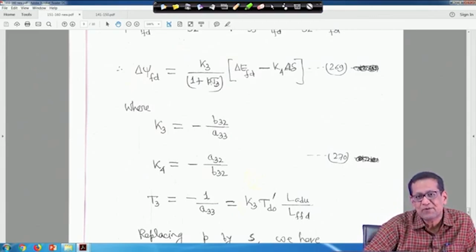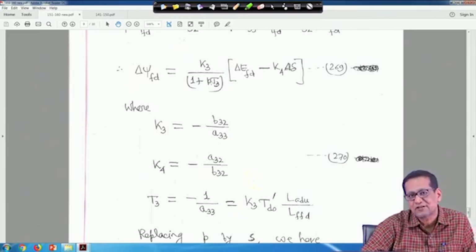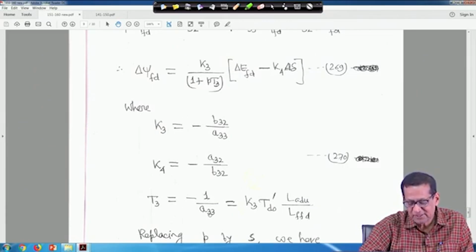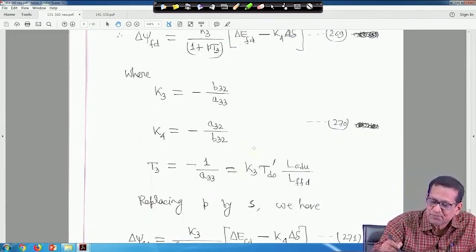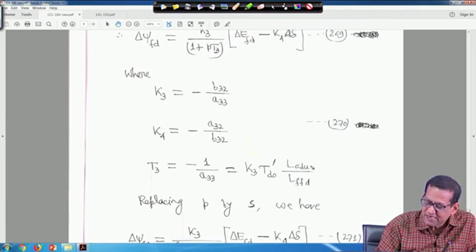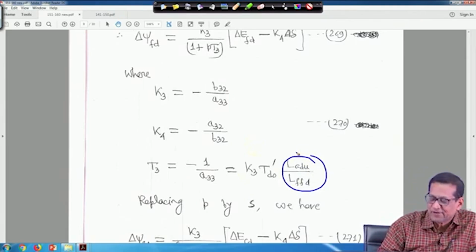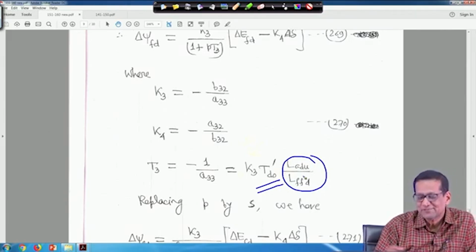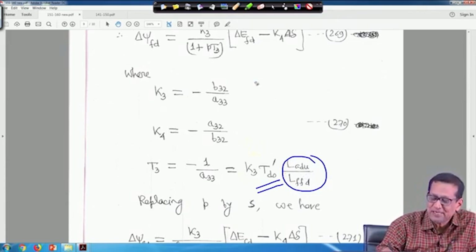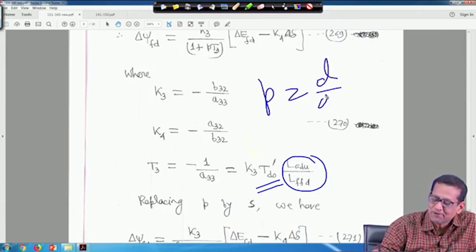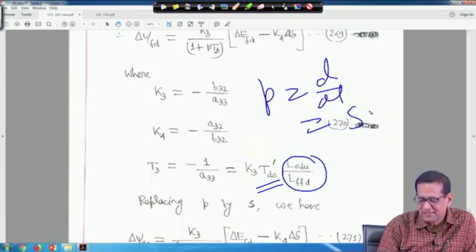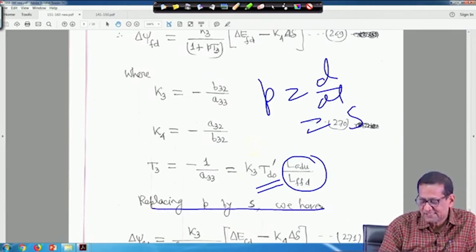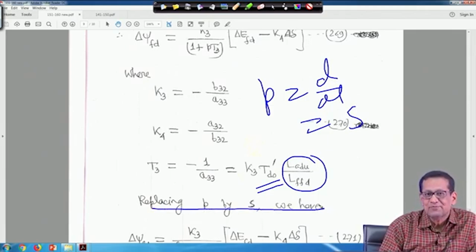P is nothing but the differential operator in S domain, we will put S, that is all, right. And T3 is minus 1 upon A33, and it can be shown that it is K3 Tdo dash into Lads upon Lffd. This is a small exercise for you, how T3 is coming, just see the book and find it out. P is nothing but the differential operator, that will always be S, written by replacing P by S, right. So, thank you very much, we will be back again.